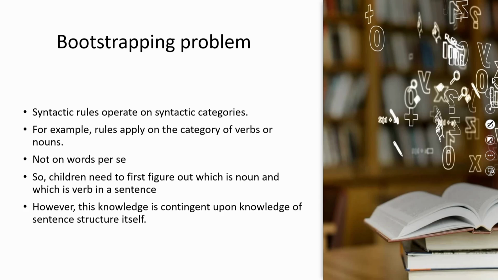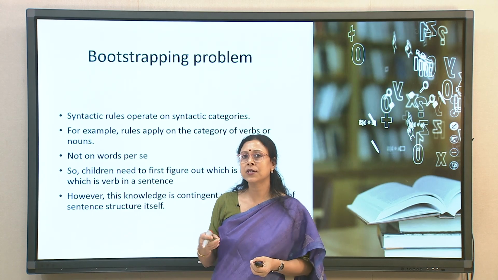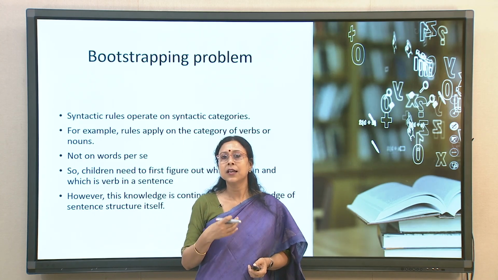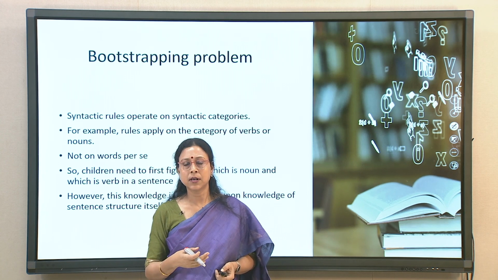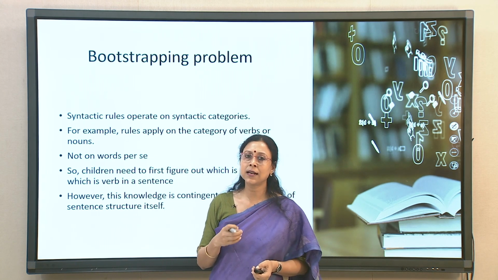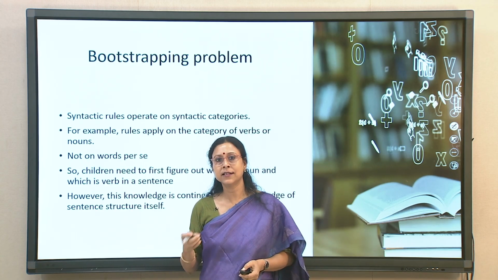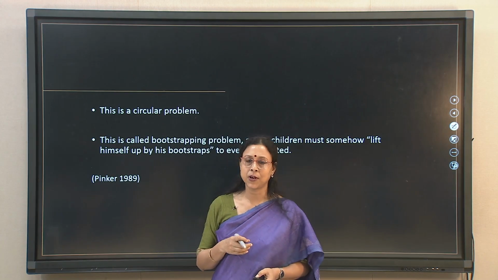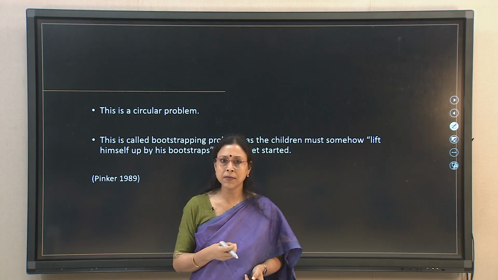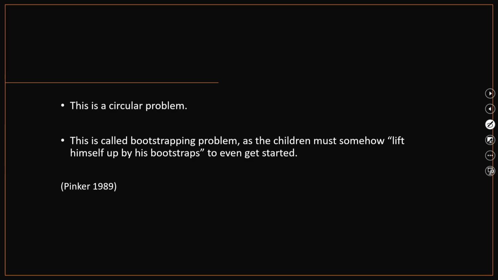However, this knowledge is contingent upon the knowledge of sentence structure itself. Unless you learn that there is something called a sentence, and a sentence includes a noun and a verb and whatever else depending on the language, the child will not be able to arrive at the syntactic categories. But again, without understanding the noun and verb, they cannot learn the sentence structure as well. So, this is a circular problem, and this is why, as Pinker put it, it is called a bootstrapping problem, because the child must somehow lift himself up by his bootstraps to even get started.